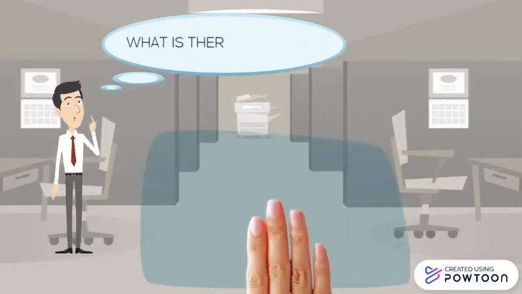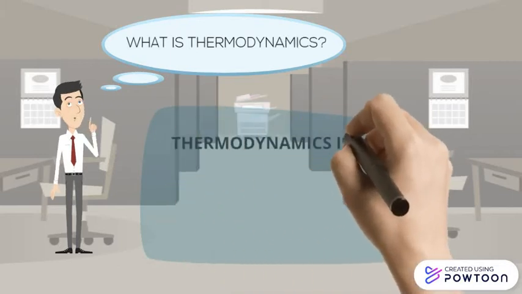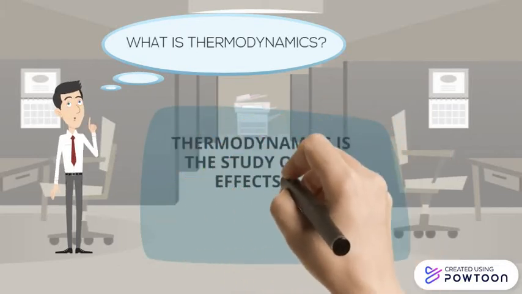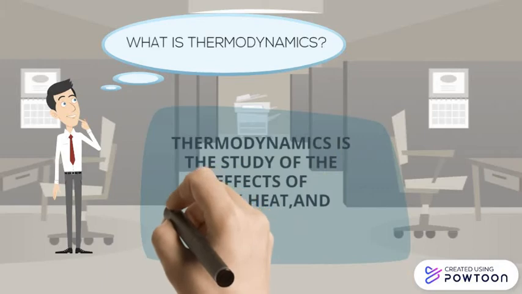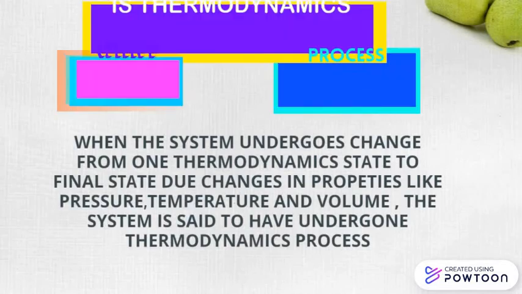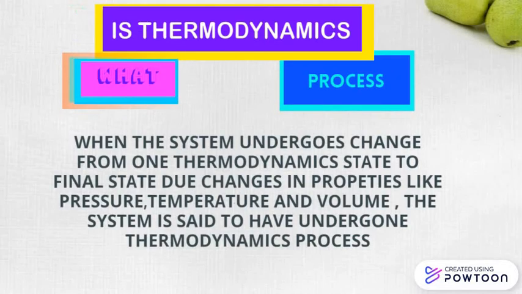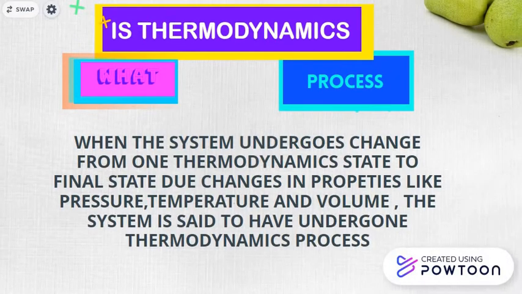What is thermodynamics? Thermodynamics is the study of the effect of work, heat, and energy on a system. What is a thermodynamic process? When the system undergoes change from one thermodynamic state to a final state due to change in properties like pressure, temperature, and volume, the system is said to have undergone a thermodynamic process.